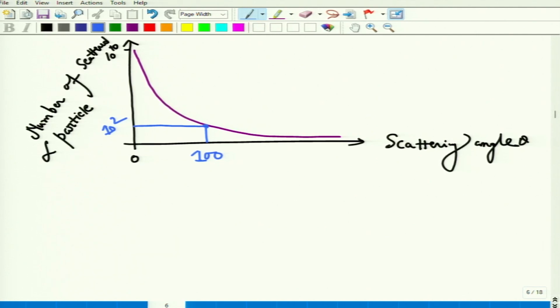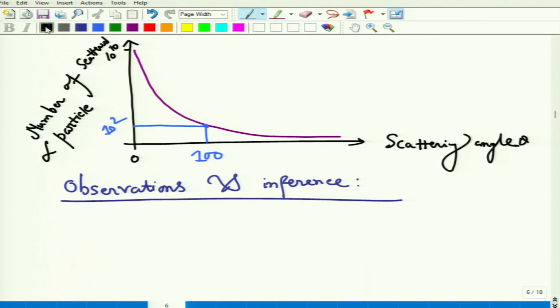The interpretation of the observation was the following, which is the most important thing: observations and inference. So what was the first observation? Most of the alpha particles pass straight through the metal foil without suffering any deflection. That means theta is 0 degrees. Most of the alpha particles suffer no deflection and pass as they are, following their previous trajectory.